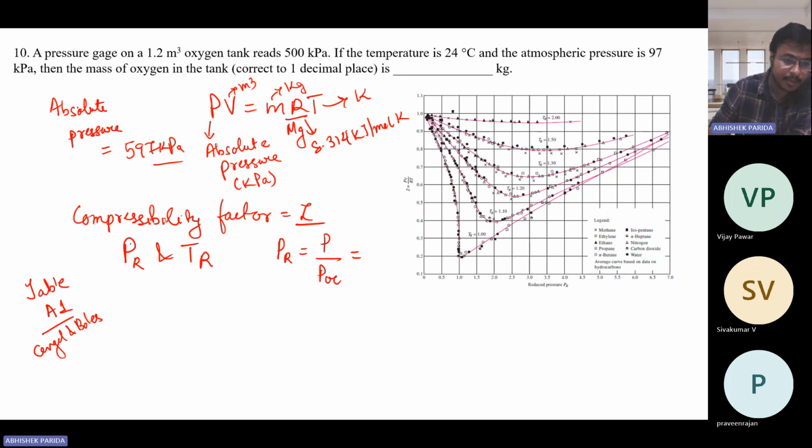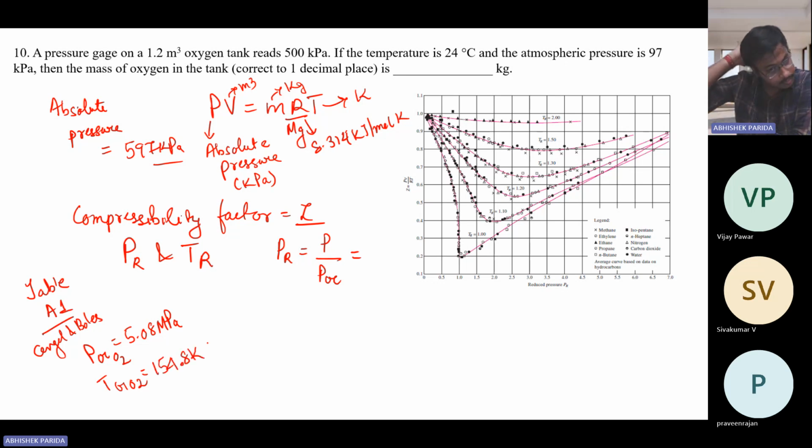So oxygen's critical pressure, I am referring to this table, is 5.08 megapascal, and critical temperature of oxygen is 154.8 Kelvin. Now calculate PR. This is of course P absolute, so it is 597. Remember it is kilopascal. It is 5.08 into 10 to the power 3.